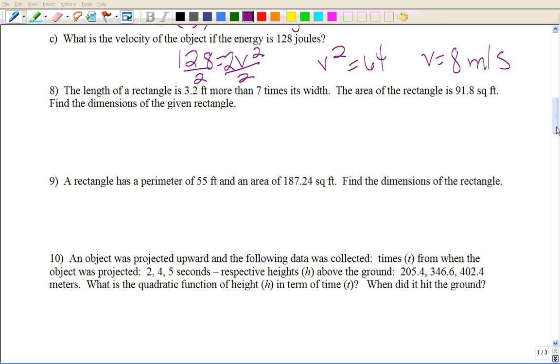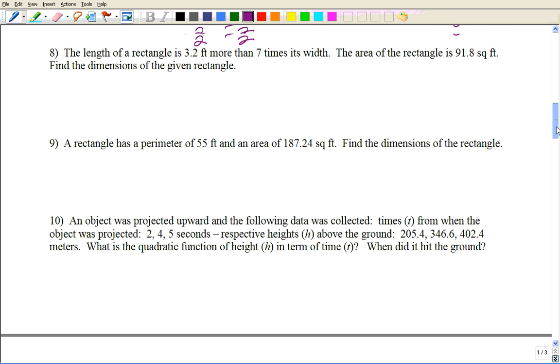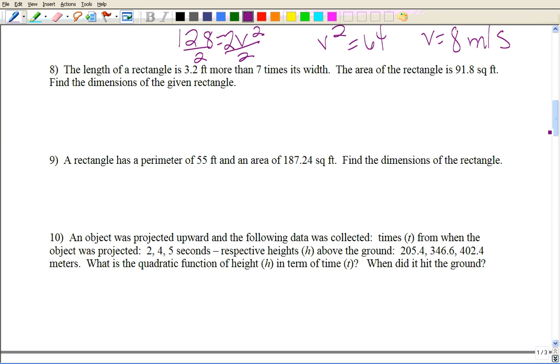Okay, so now on to numbers 8, 9, and 10. Number 8: the length of a rectangle is 3.2 feet more than 7 times its width. The area of the rectangle is 91.8 square feet.